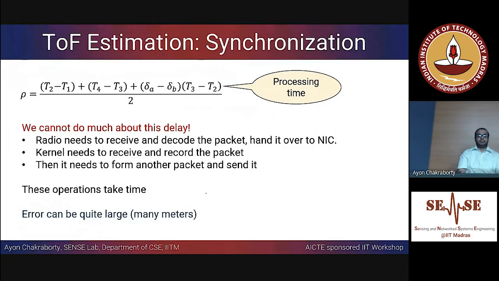Why is this processing taking some time? Because the radio needs to receive and decode the packet and hand it over to the NIC card. The kernel needs to receive and record the packet, and if there is a firmware simply running in the microcontroller, it also has to do some of these tasks. Although it's not a full-fledged operating system, it is still going to do some of these things. This error can become quite large and can run to meters. Still we are talking about meters, not kilometers.